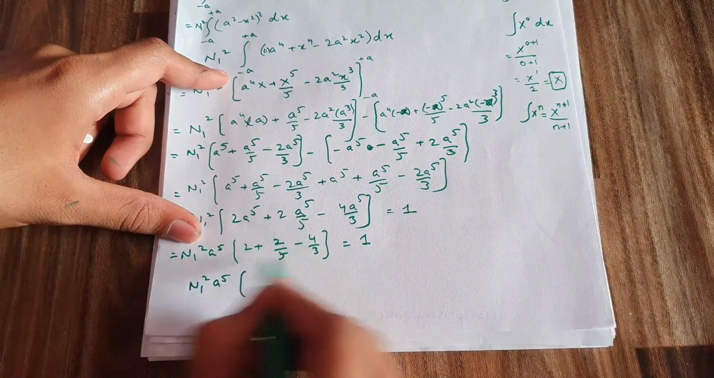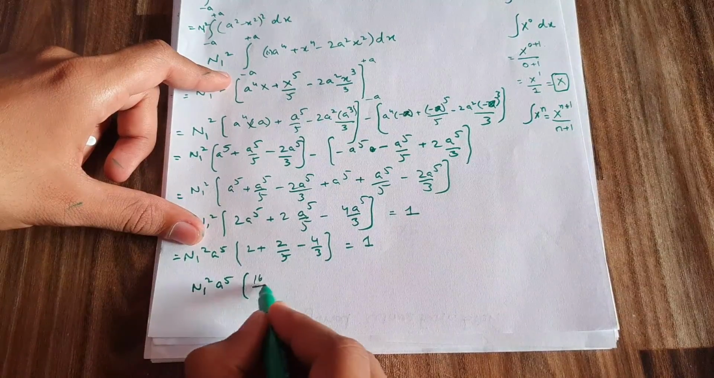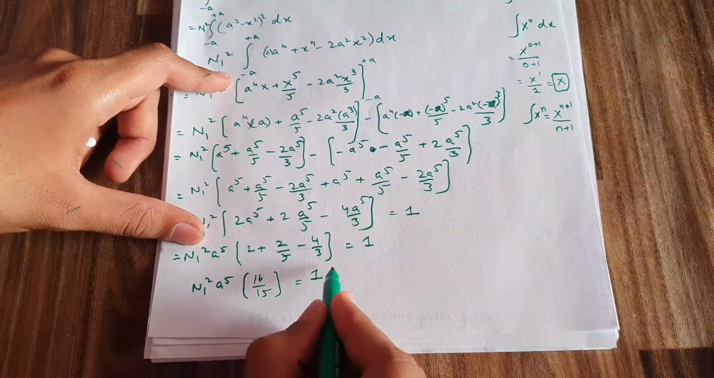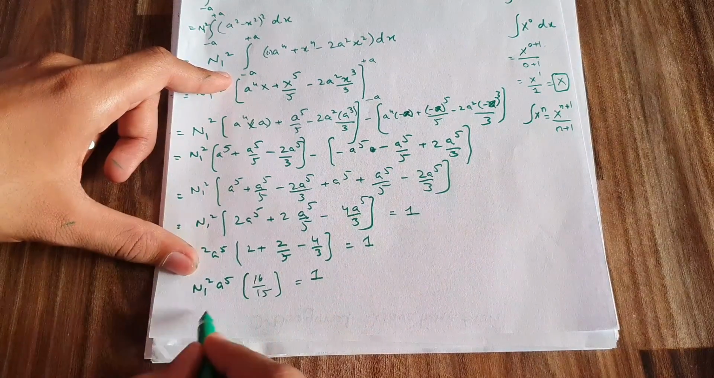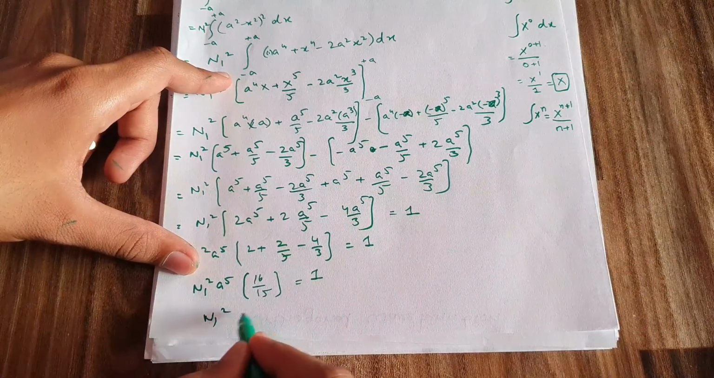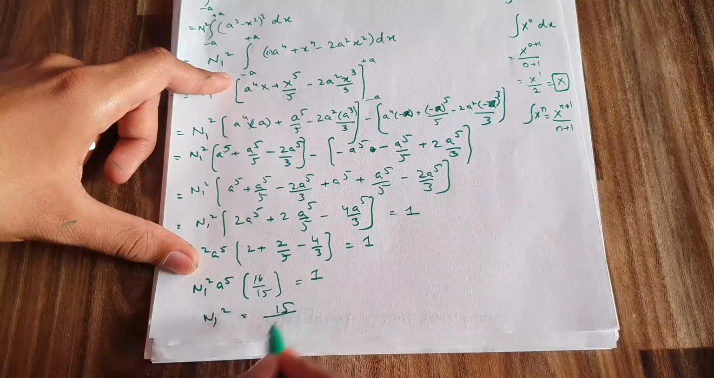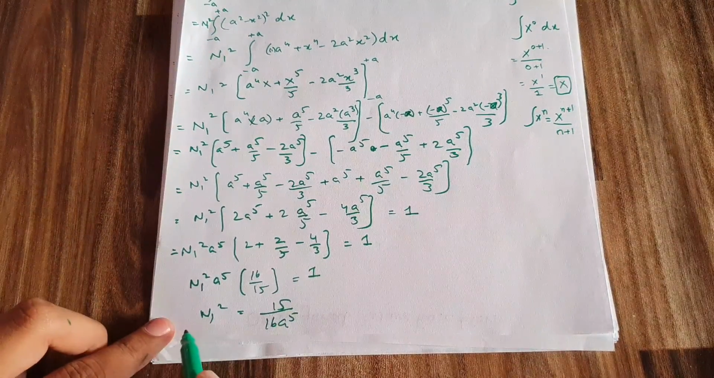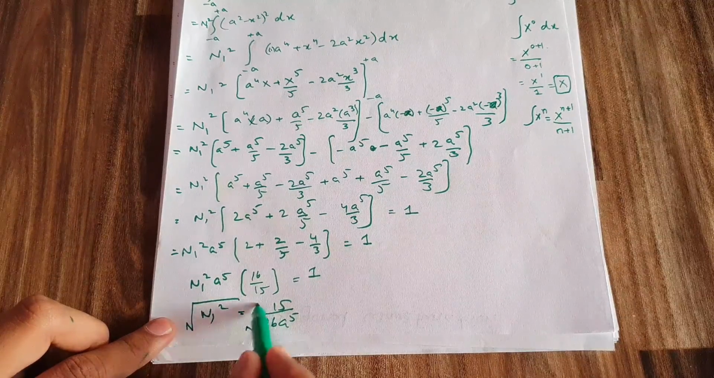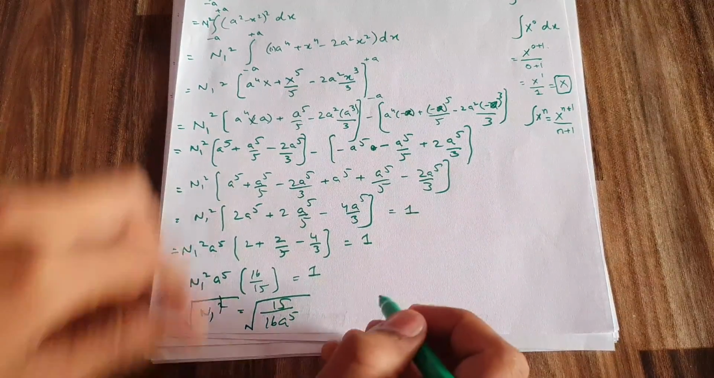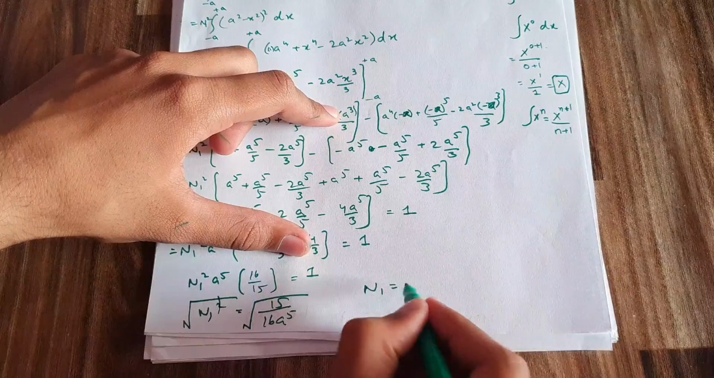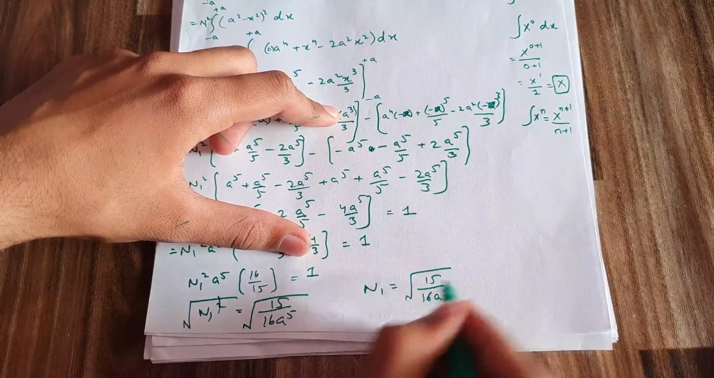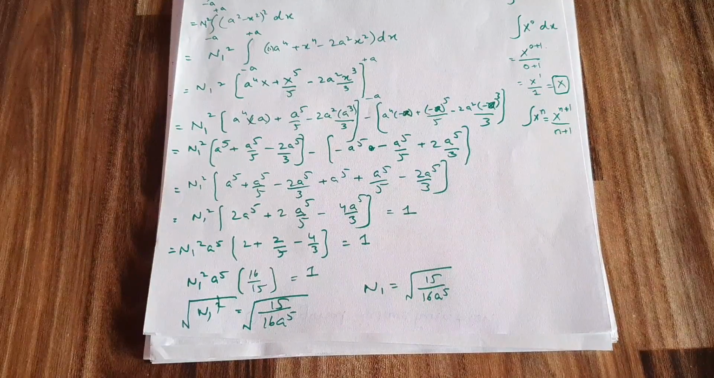On taking the LCM of this part, the answer will be equal to 16/15. The 15 will come in the numerator and 16 will go in the denominator, and I will get the value of n1 squared as 15 divided by 16a^5. On taking the square root on both sides, the square root will cancel, and I will get the value of n1, my normalization constant, to be equal to the square root of 15 divided by 16a^5. So this is how we find the normalization constant.